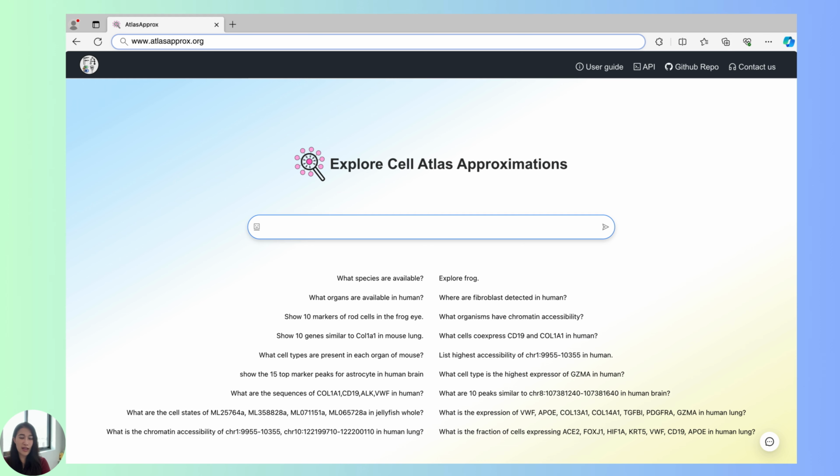Let's start on the landing page. In the query bar, enter the following question. What cells co-express CD19 and MS4A1 in humans?